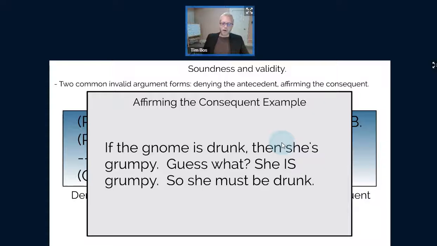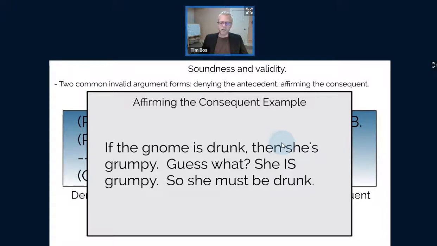If the gnome is drunk, then she's grumpy. Guess what? She is grumpy, so she must be drunk. Maybe this one's not as easily detectable as the other ones, but it's the same sort of thing. Granted the truth of the premises, right, it affirms the consequent, right? Yes, exactly. And that's wrong, right?